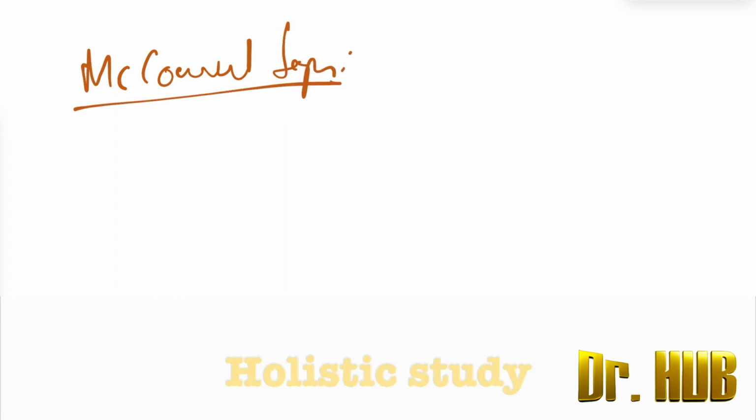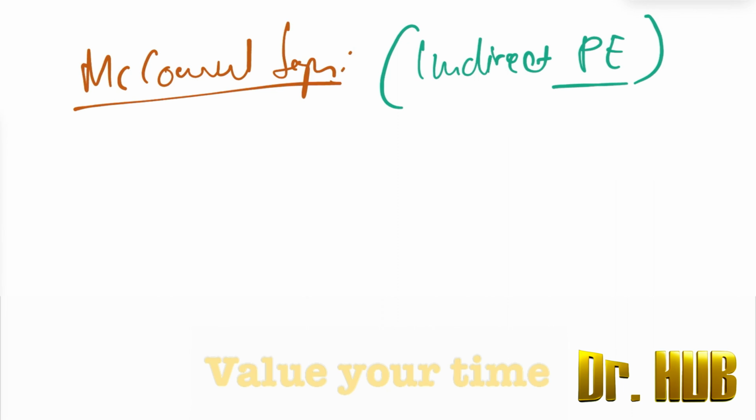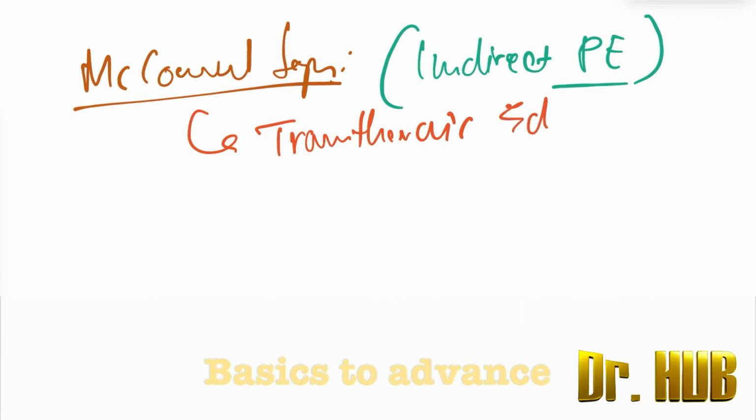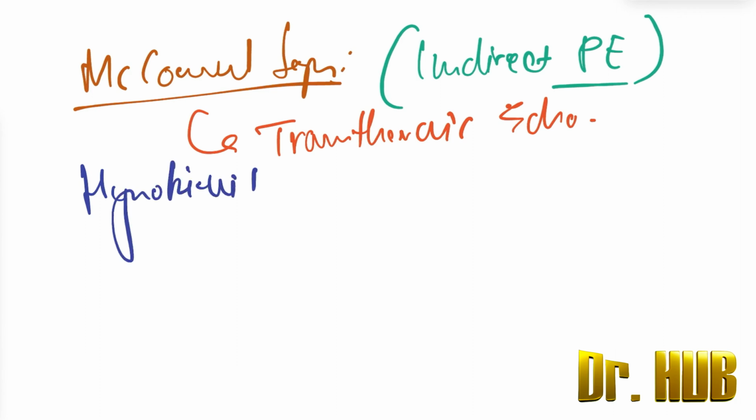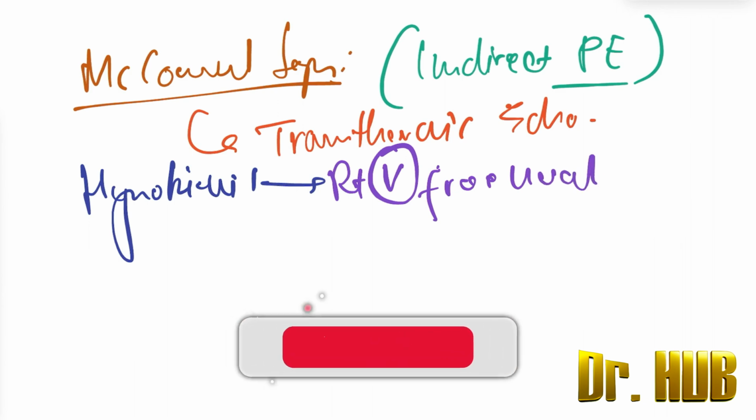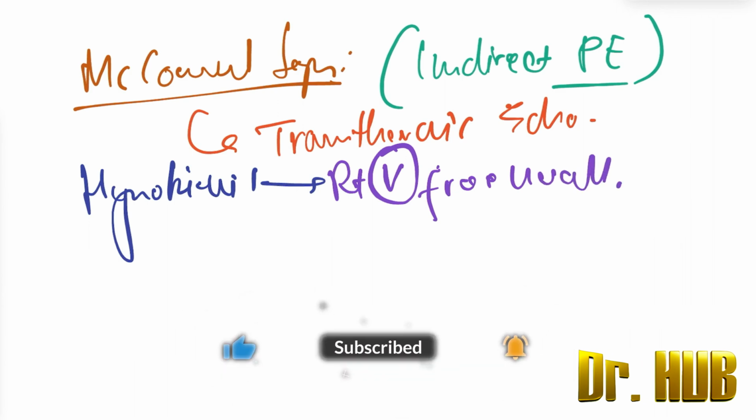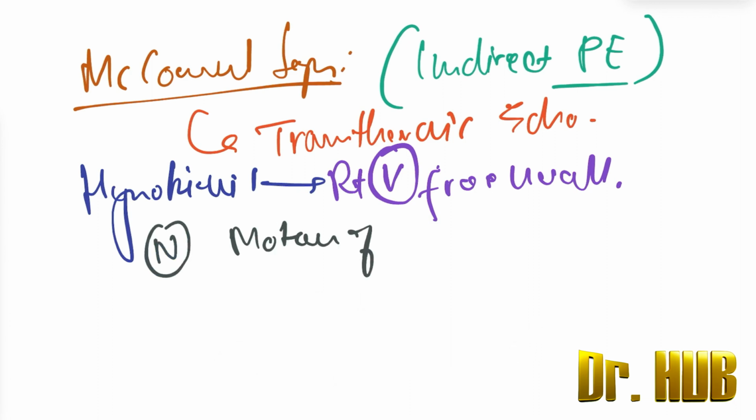Next, we move on to something known as the McConnell sign. So what is this McConnell sign? It is an indirect sign of PE seen in the transthoracic echo. There is hypokinesis of the right ventricular free wall, with a normal motion of the right ventricular apex.